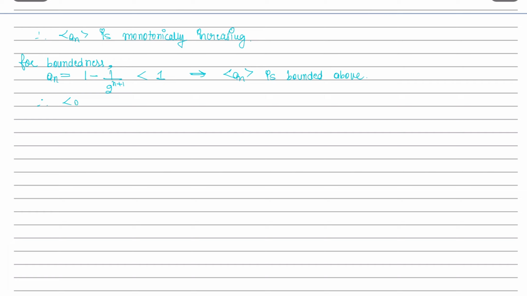Therefore, sequence a_n is a monotonically increasing sequence. For boundedness, given a_n is equal to 1 minus 1 upon 2^n, so we are subtracting something from 1 always. So this is always less than 1, which implies the sequence a_n is bounded above. Therefore, the given sequence a_n is convergent and it converges to one.